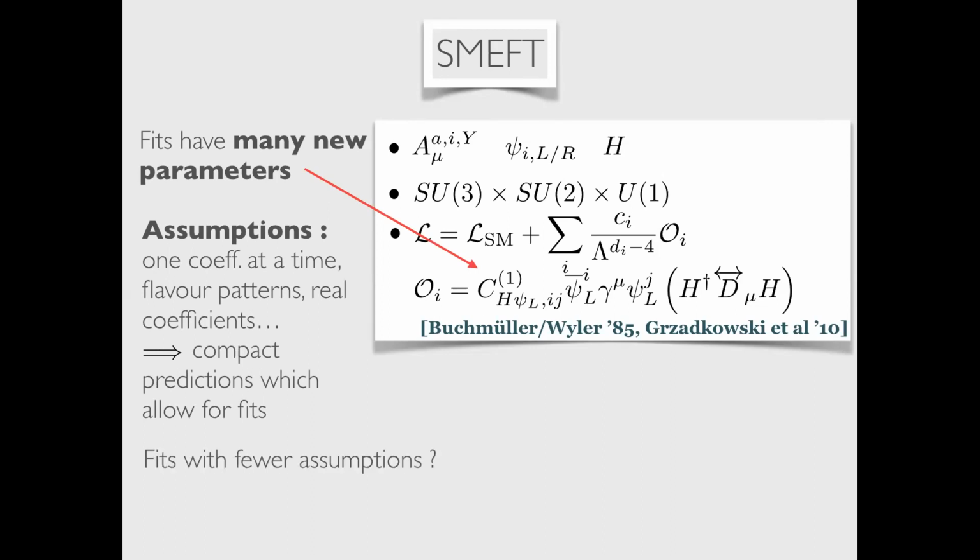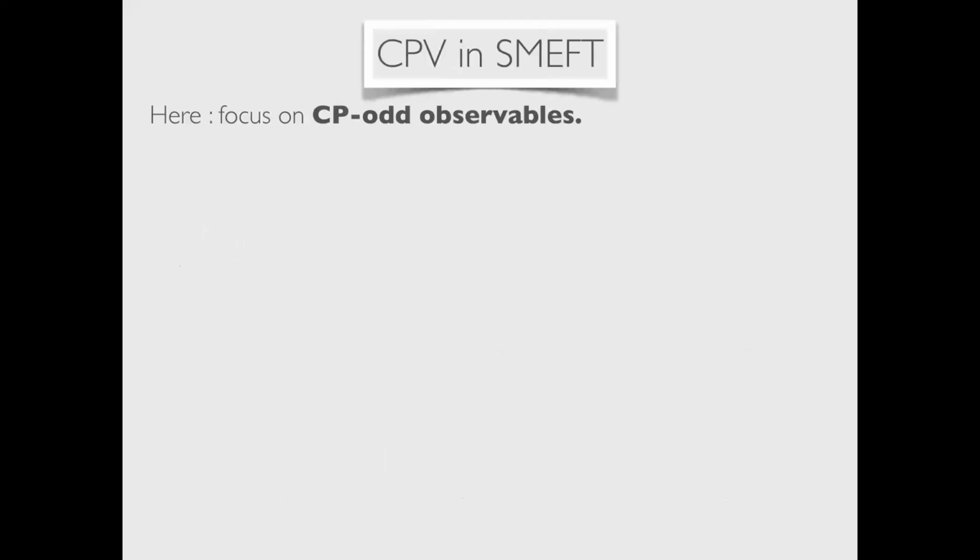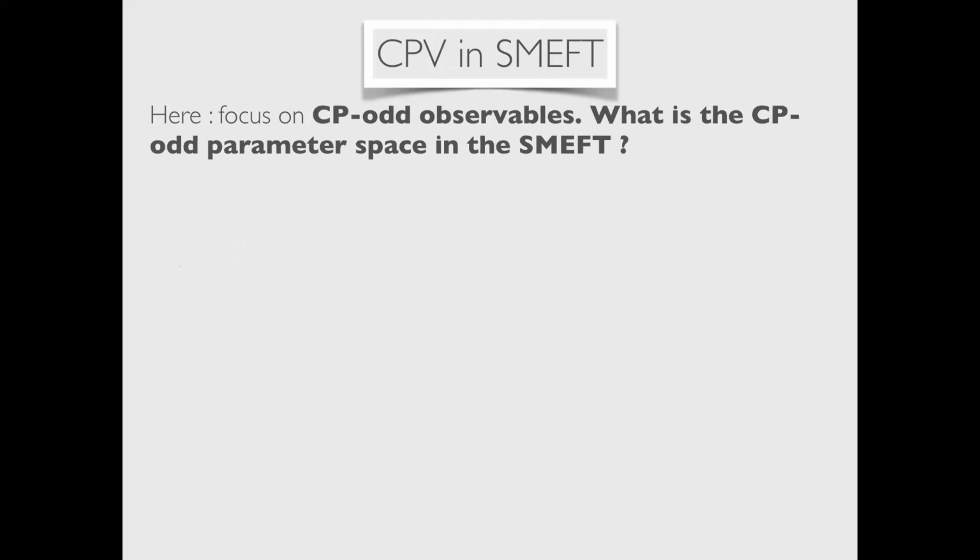Of course, you could ask what happens when you lift some of these assumptions and you do fits with more parameters. And questions that you can ask a priori before doing that are, what is the actual parameter space of these fits? For instance, how many parameters should you include, and which ones contribute to which observables? And you could also ask, what are the expected sensitivities to the latter parameters? So for instance, given one SMEFT parameter, how much do you expect that it contributes to this or that observable? So those are questions you could ask. And in this talk, I will ask similar questions with a focus on CP-odd observables. So the overarching question, I guess, is what is the CP-odd parameter space in the SMEFT?